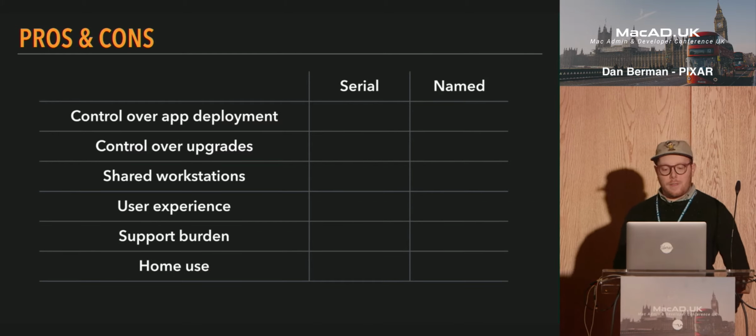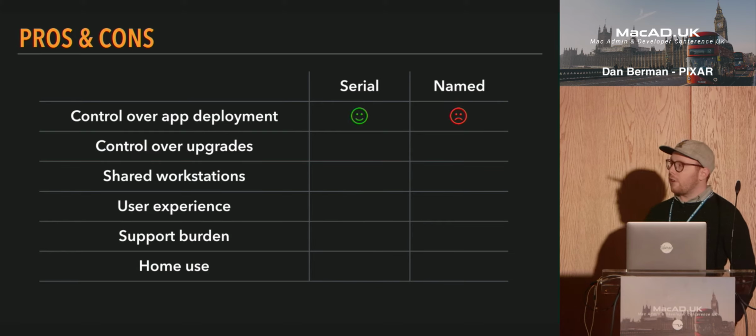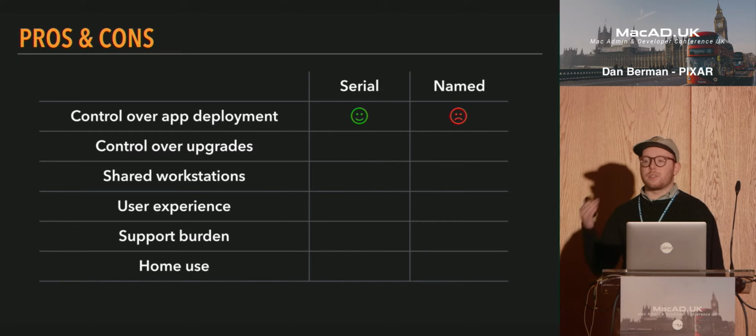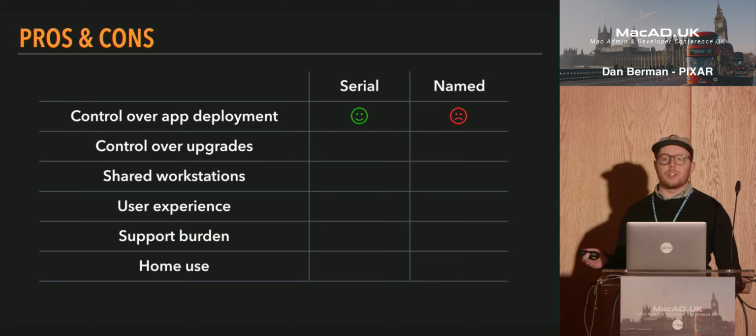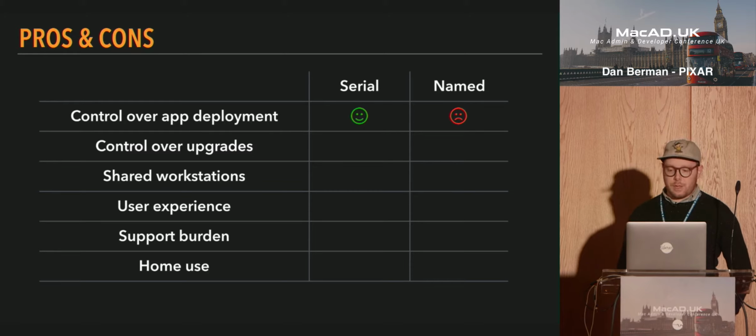So there were a few pros and cons from us going from serial to named. In the serialized world, having control over your app deployment is a lot better, because you can package them up yourself. You can put them into whatever package manager you use, whether that's Munki or D3. Anybody using D3 from the Pixar one? And you can scope that however you want and deploy it however you want. Named, you don't quite have that much control.